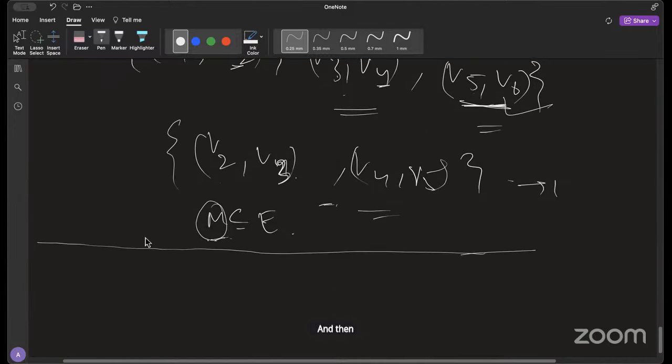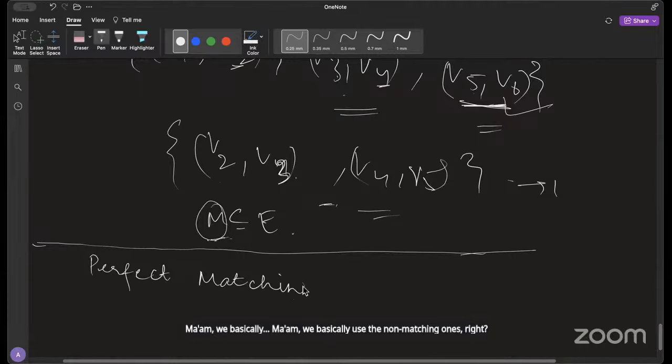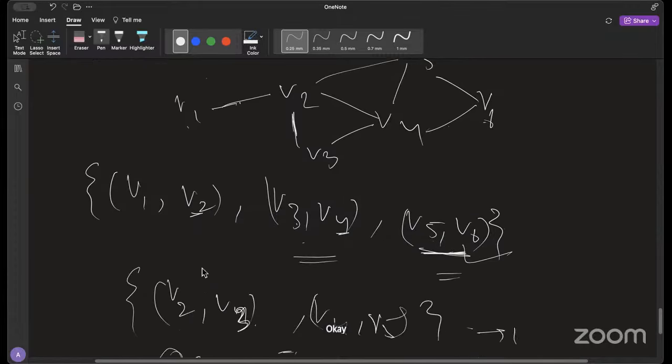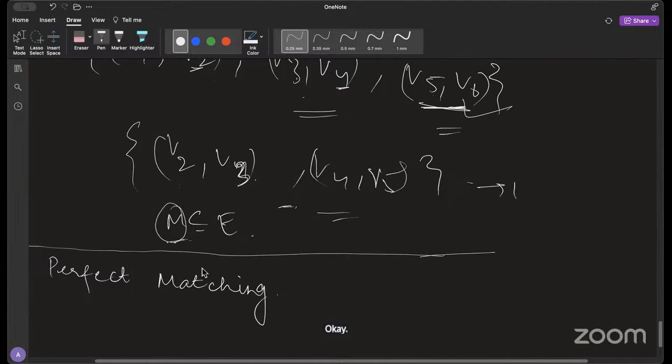Ma'am, right after this, we have perfect matching. We basically use the non-matching ones, right? Non-matching ones in the sense, like you just said, for example, V1 and V2. So another pair which should not contain V1 and V2, we are doing that, right? Yeah. Okay. And then we have perfect matching.